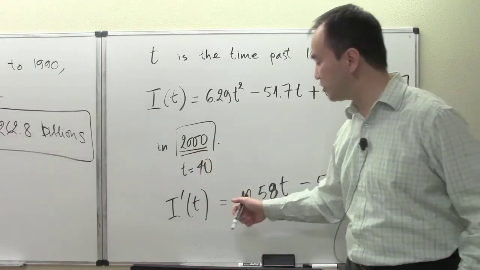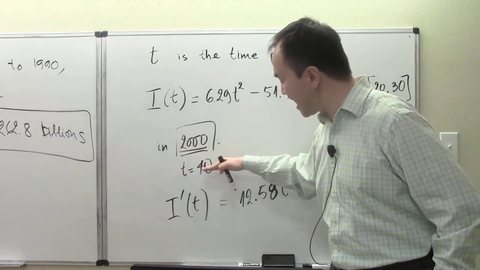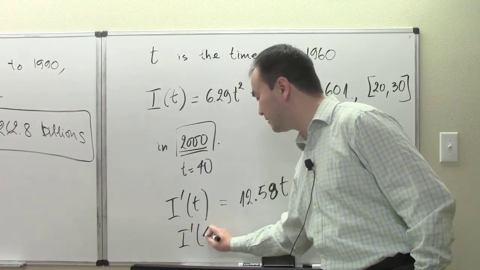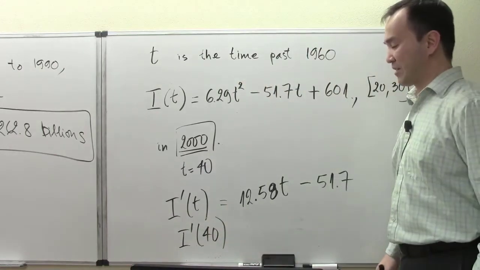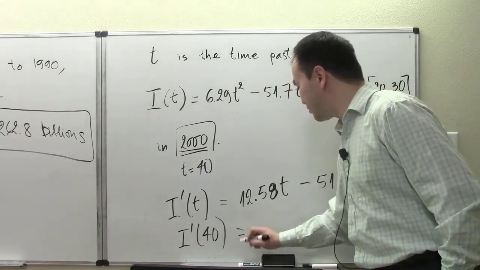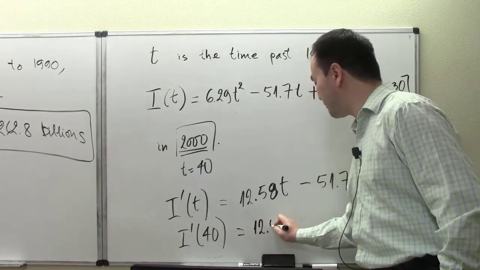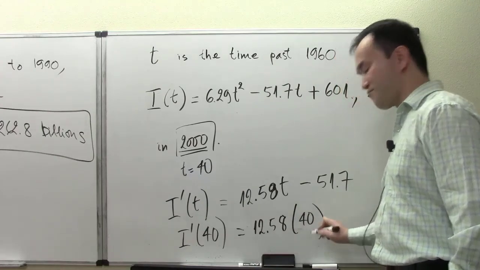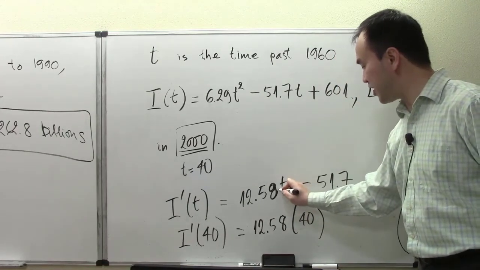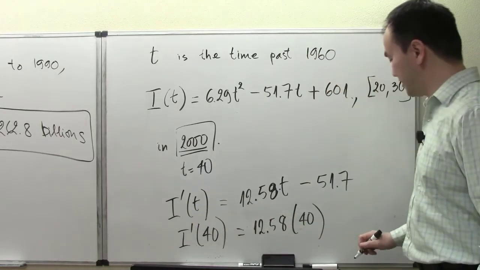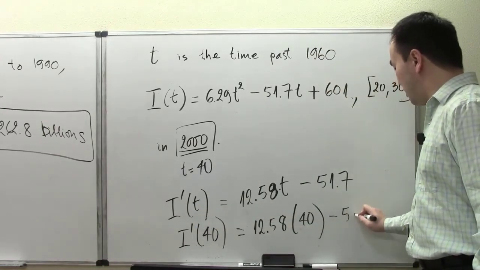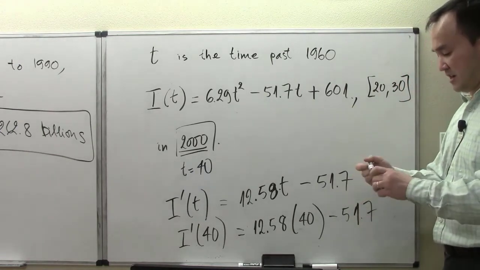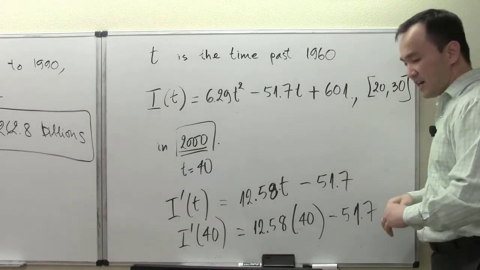So now I'm about to find that instantaneous rate of change at t equals 40. To find that, I am about to do I prime at 40. That's how I'm going to obtain that. And so that means we're looking at 12.58 multiplied with 40, according to the setup of our general derivative of I right here, and minus 51.7. All right, so now I am quickly gonna swing by my calculator and do some quick calculation.